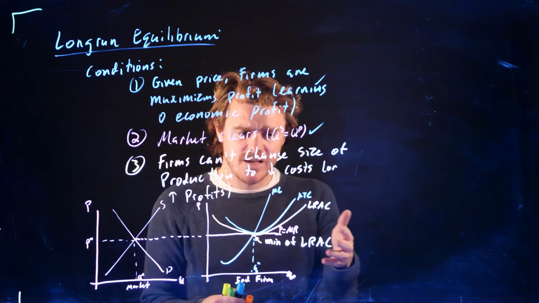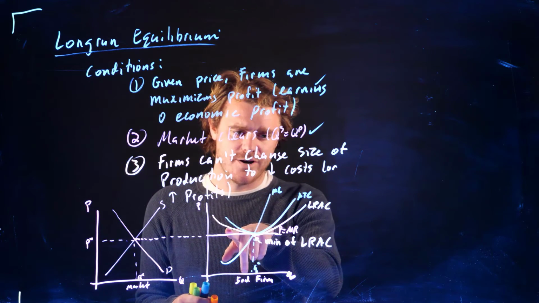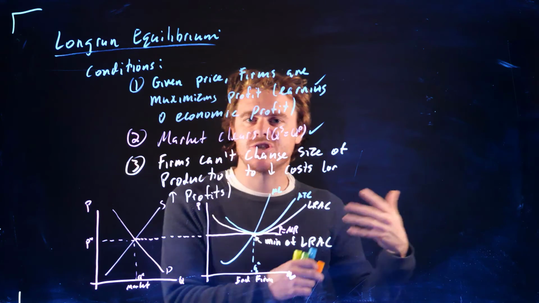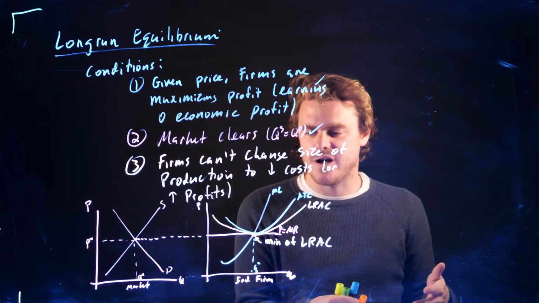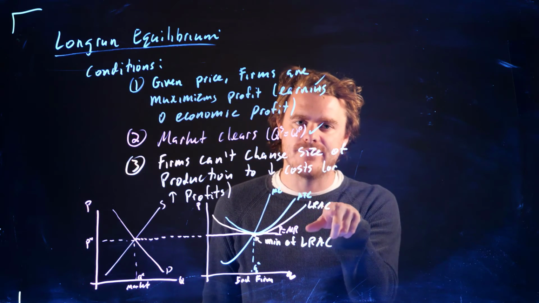So if we were up here on our long run average cost curve, we wouldn't be at a long run equilibrium. We'd just be at a short run equilibrium with zero economic profit. So to have the long run, it really relates to this long run average cost curve.